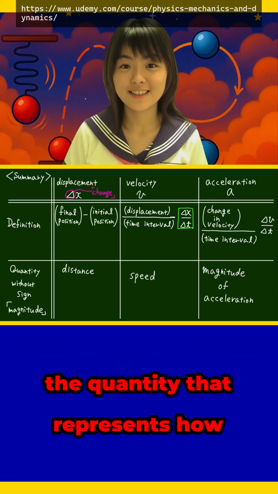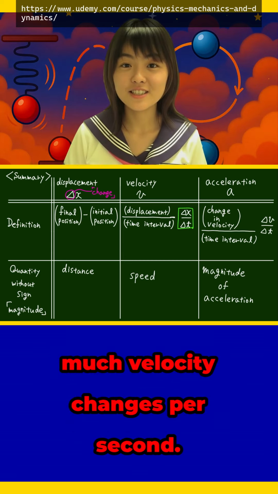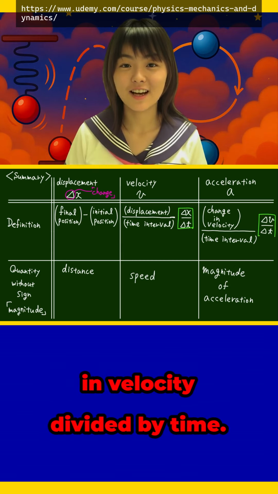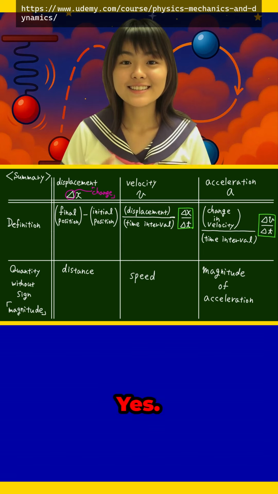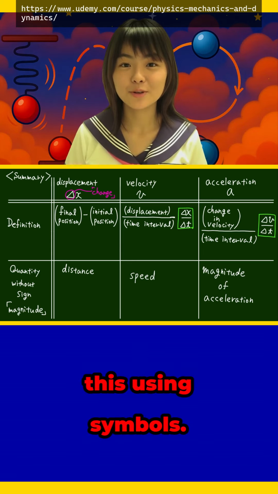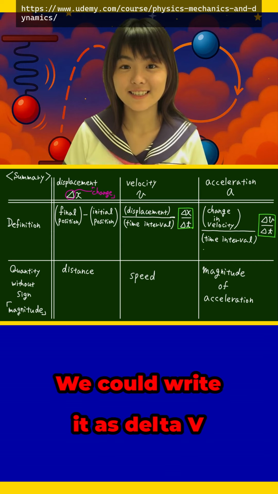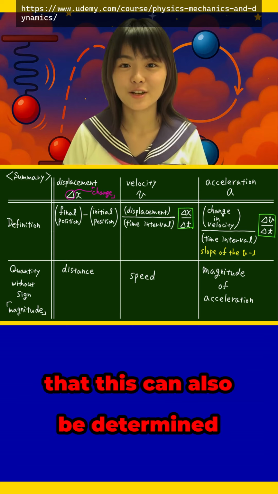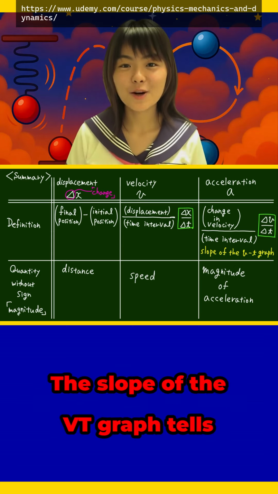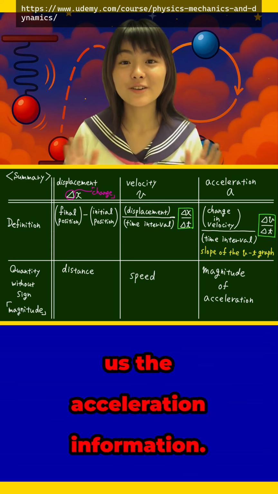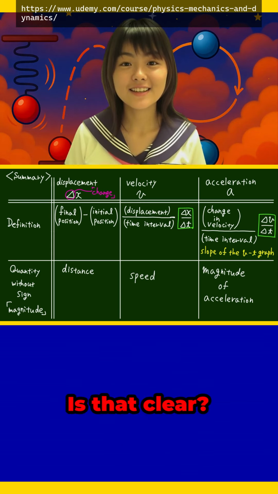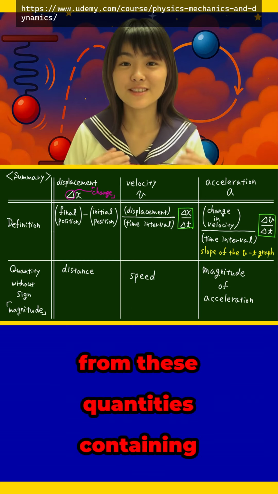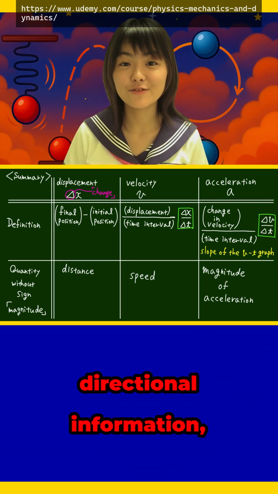Furthermore, we call the quantity that represents how much velocity changes per second acceleration. This becomes the change in velocity divided by time. If we express this using symbols, we could write it as delta v divided by delta t. Furthermore, we learned that this can also be determined from a VT graph. The slope of the VT graph tells us the acceleration information. Is that clear?